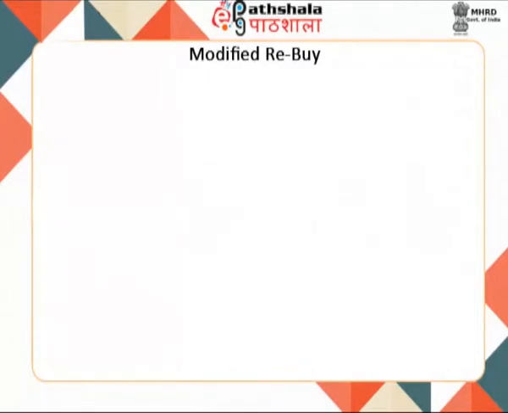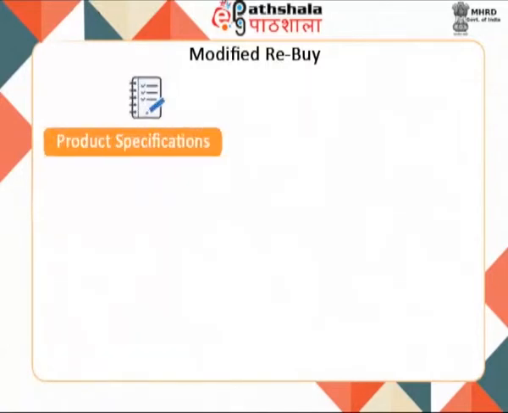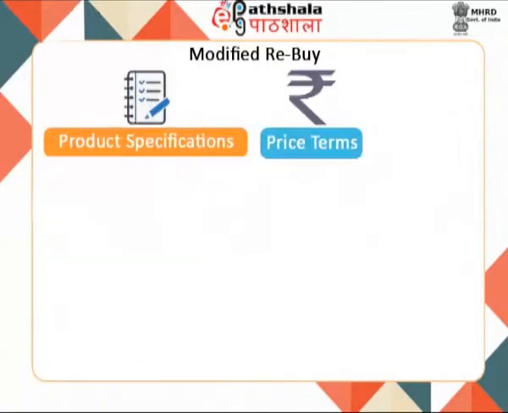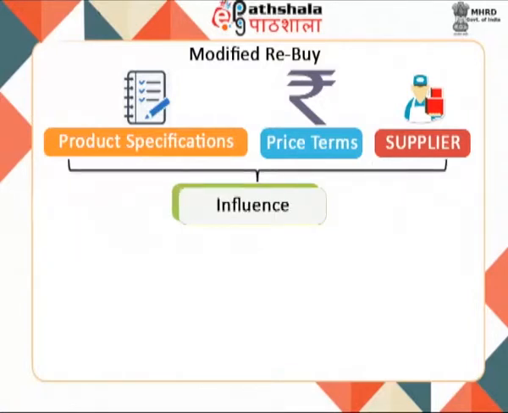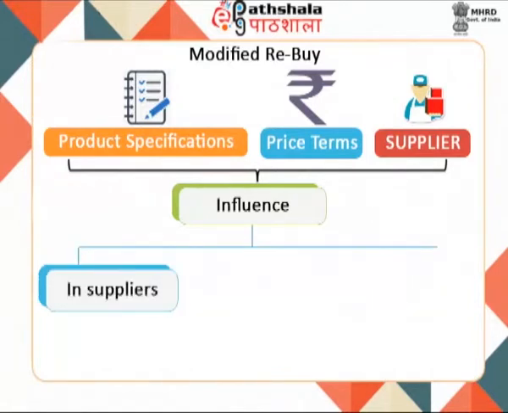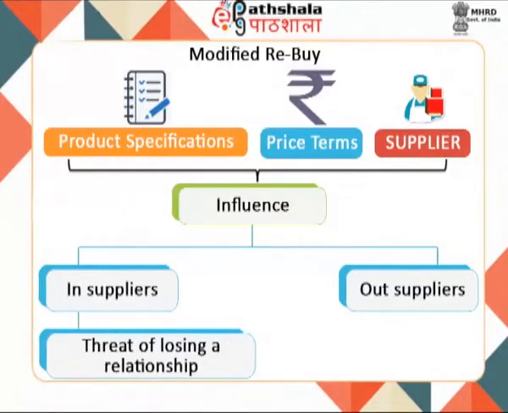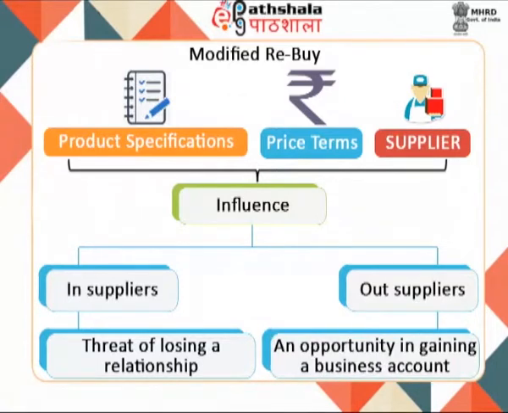Modified rebuy. This is a business buying situation in which the buyer wants to modify the product specifications, price, terms, delivery requirements, or the supplier. The modified buying decision is influenced by the deliberations of more decision participants than the routine straight rebuys. Such purchase influences the marketing strategy for both the in and the out suppliers, as the former observes a threat of losing a relationship, while the latter seeks an opportunity in gaining a business account.